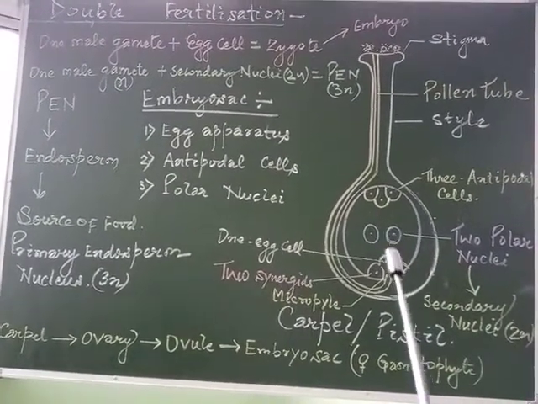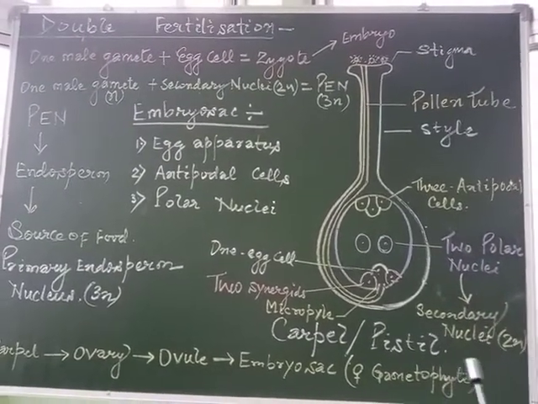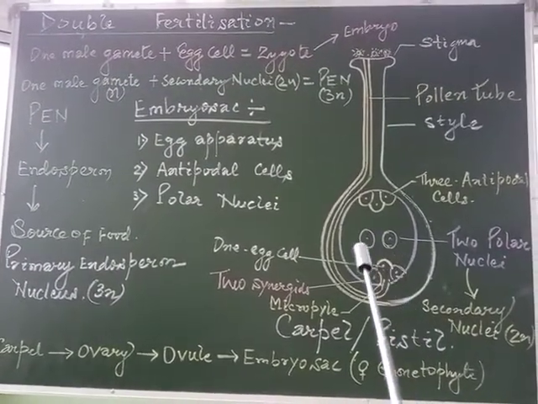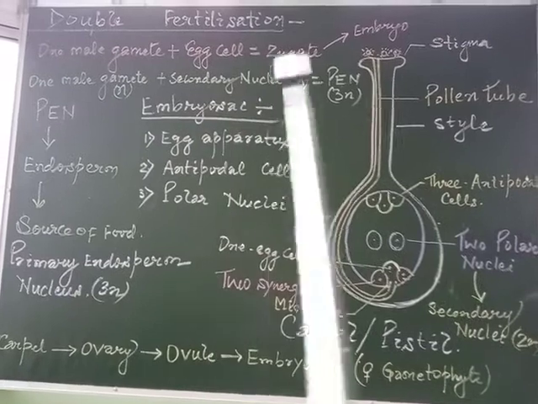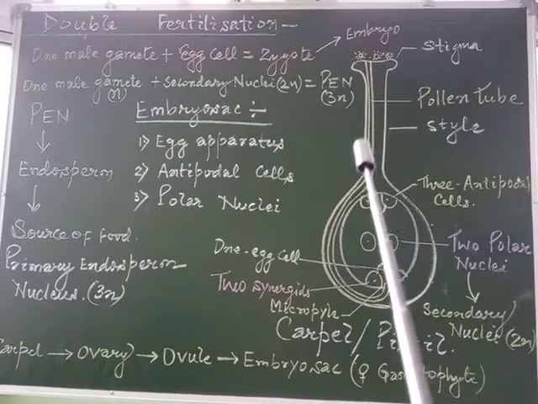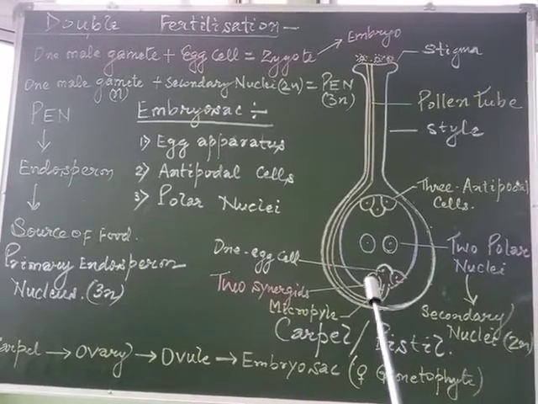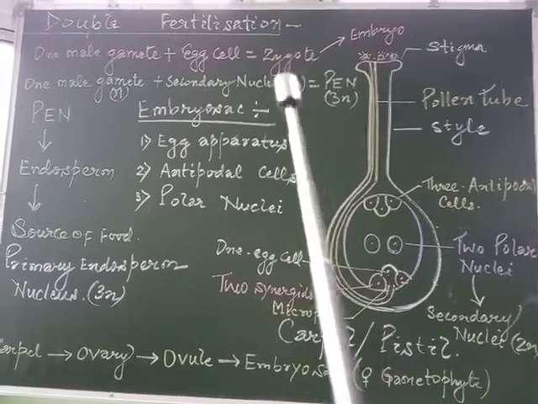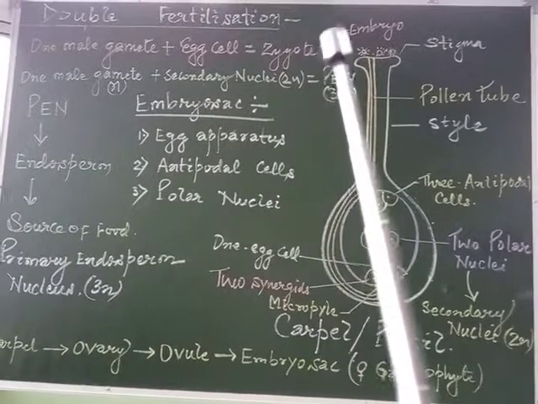Later on, the two polar nuclei fuse with each other to form the secondary nucleus, as all the structures are haploid in nature. By the fusion of the two haploid structures, a diploid structure is formed. When pollination takes place and the pollen germinates, a pollen tube is formed which enters the embryo sac through the micropylar end, and it releases two male gametes. One male gamete fuses with the egg cell to form the zygote, and the process is called fertilization or syngamy, and it transforms into the embryo.